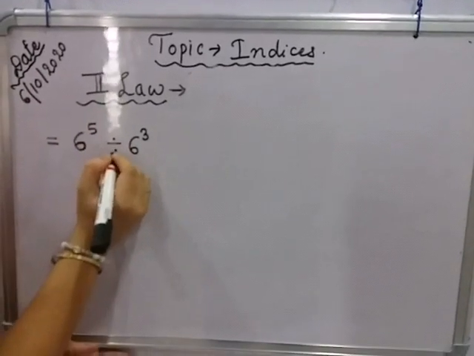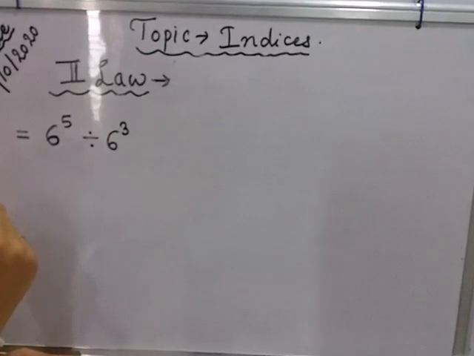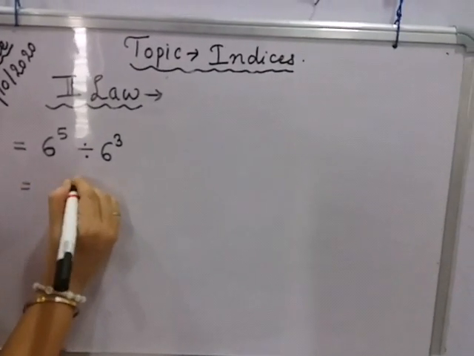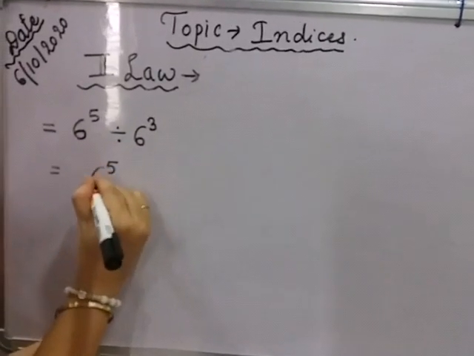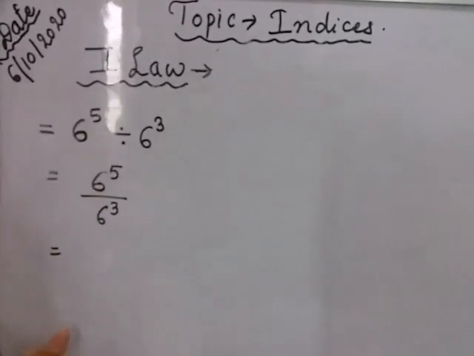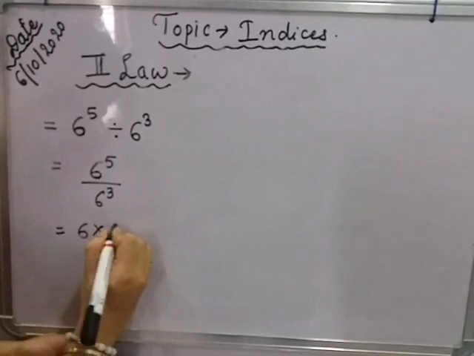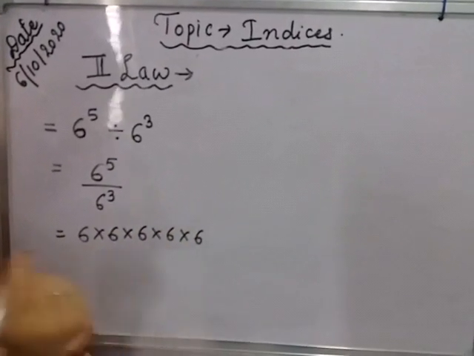6 raised to 5 divided by 6 raised to 3. Now divide means that we will also write it in a fractional form. So let's write that first in the fractional form. 6 raised to 5 upon 6 raised to 3. Okay. Now write it in the multiplication form. So 6, write down how many times? 5 times.